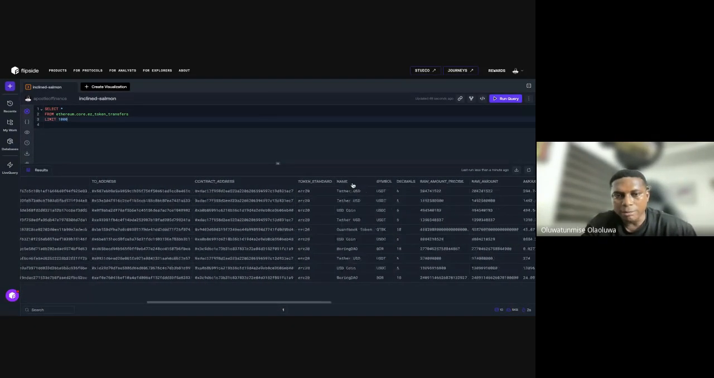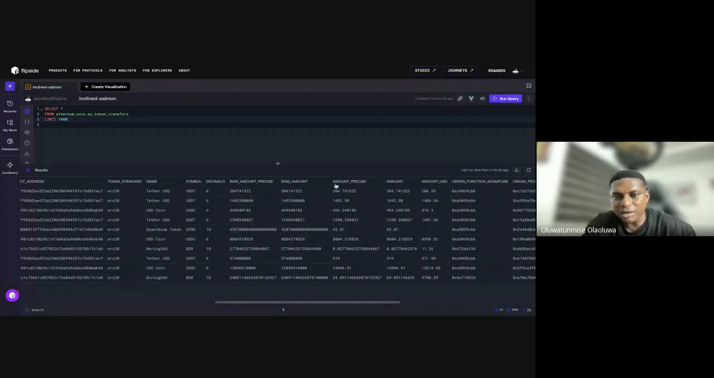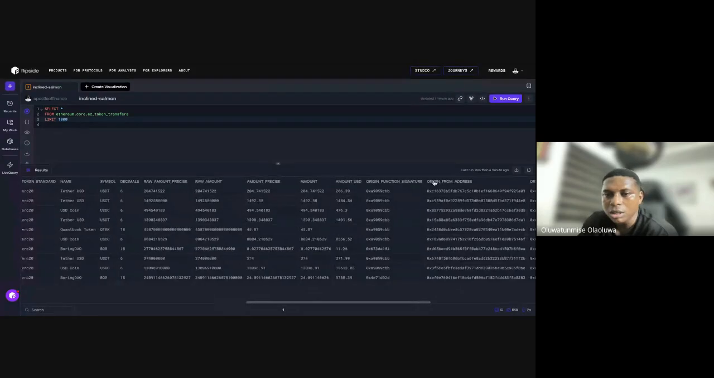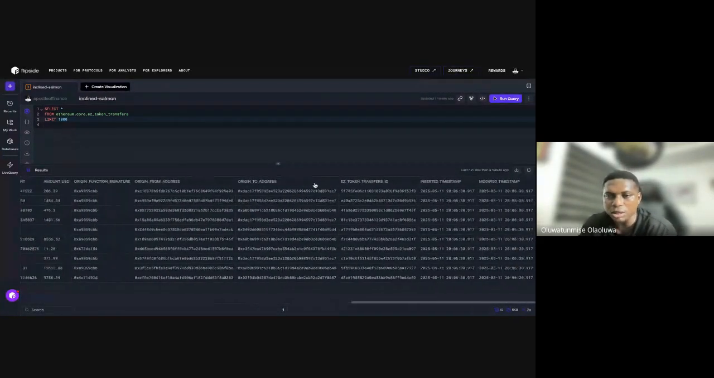Okay, so here we have the symbol, and here we have several row amounts. Here we have amounts in USD. So we're going to use amounts in USD. We're going to use origin from address, origin to address.